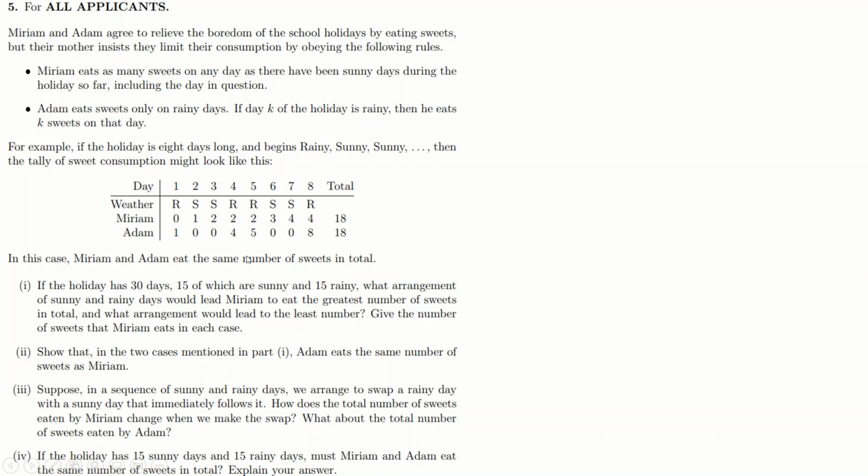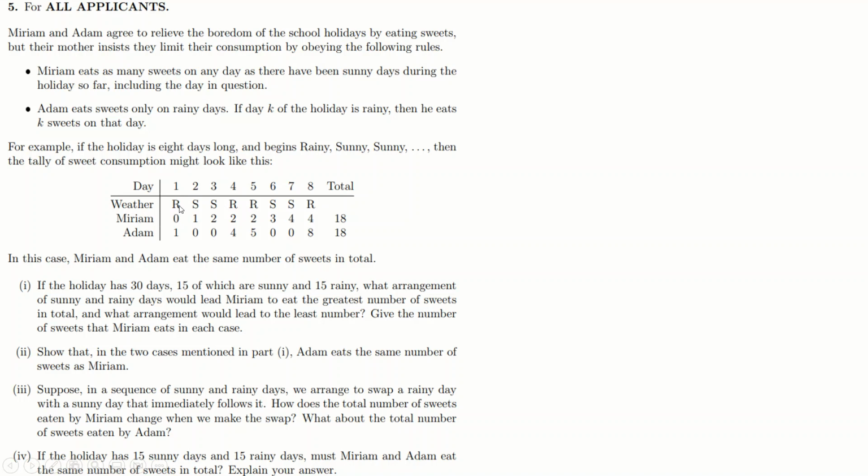So this is a really nice example of how this works. The first day is rainy, so Miriam can't eat, but then she eats 1 because there's been 1 sunny day, then 2 because there's been 2. Even though this day is rainy, she's still allowed to eat 2 because there have been 2 sunny days, and then likewise 2, and then 3 because this is the 3rd sunny day, then 4, and then 4 again because there have been 4 sunny before that.